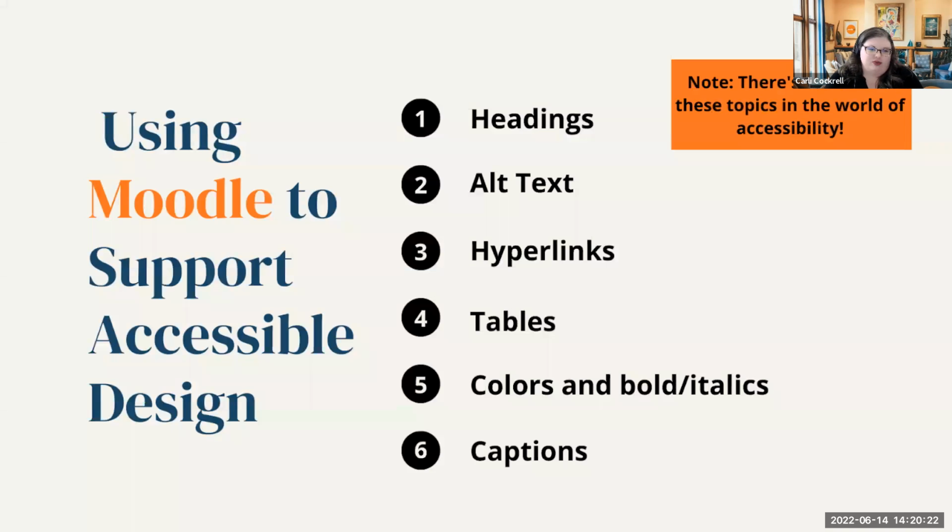All right, so let's take a moment reviewing some of the ways you can use Moodle to design accessible content. In this webinar, we're going to take a look at headings, alternative text, hyperlinks, tables, colors, bold and italics, and then captions for video content. We want to be sure that everyone understands that there's more to accessibility than what is mentioned just in this webinar. So if you do want some additional learning, the Moodle Academy actually has several free asynchronous online courses available on these topics that we would recommend as well.